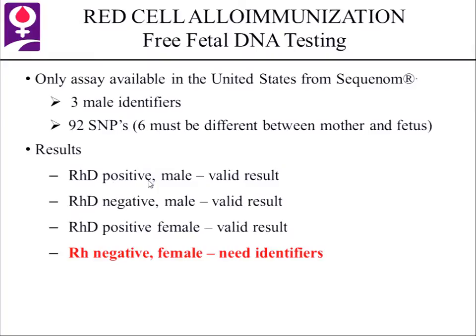So an Rh positive male result, that would be valid because you have male DNA in the system. That has to be fetal. An Rh negative male result, again, valid because you have male DNA. An Rh positive female, valid because, again, you shouldn't have Rh positive DNA in the mother's bloodstream unless it comes from the fetus. But herein lies the problem, and that's the Rh negative female fetus. Is that a female fetus that's Rh negative, or are you just reflecting maternal DNA?